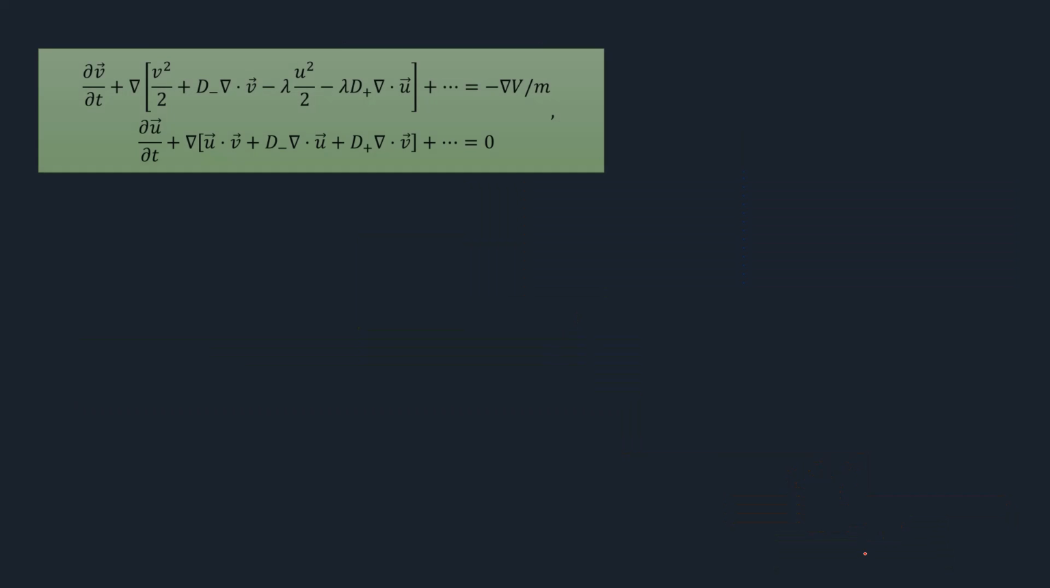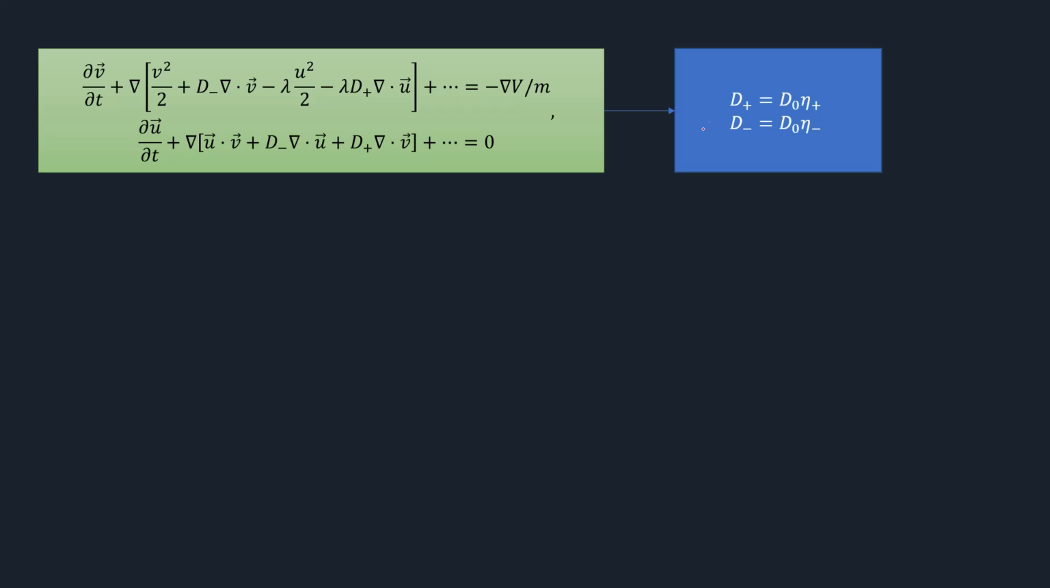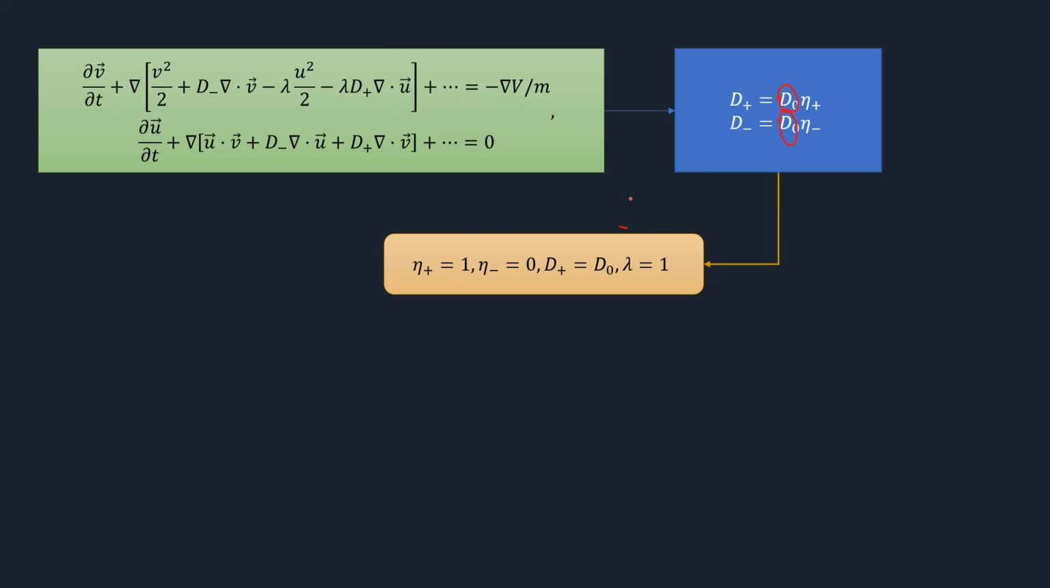Okay, of course, we can continue. And if we do that, we now get these two expressions. We can simplify these two expressions by assuming that the positive d and negative d are related to the same constant multiplied by an eta. And now we choose, this is another assumption of the derivation. This derivation has a lot of assumptions. We assume that eta plus is 1, eta minus is 0, and d plus goes to 0, of course, because of this. And we also assume that lambda is equal to 1.